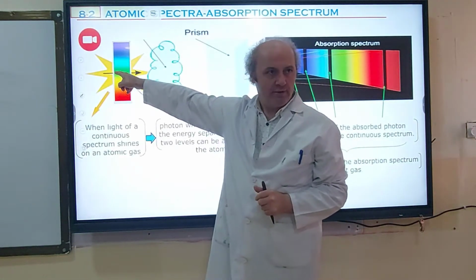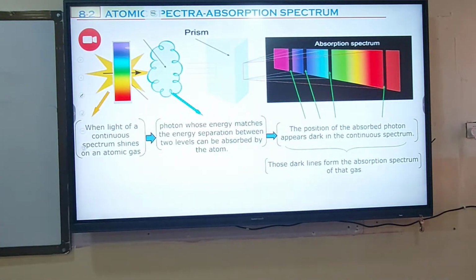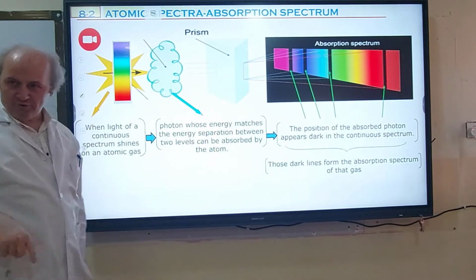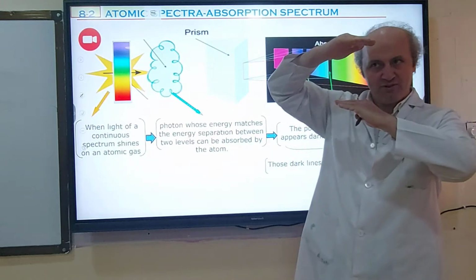This is a light which produces a continuous spectrum, meaning all colors exist in here. Every color corresponds to an energy, you know that? Every photon. So all visible light you can imagine exists. Billions of photons at different energies are shining on a gas. Of course, this gas has some energy separation between its energy levels.